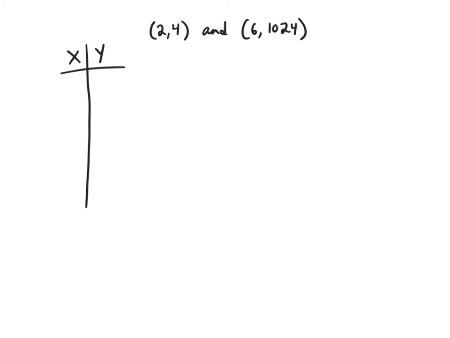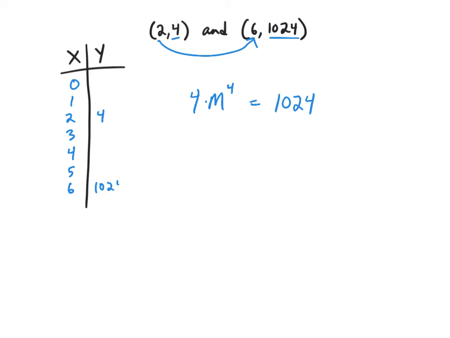Watch this one right here. We need to get from 4 to 1024. What's happening? Well, it tells us it's multiplying. It's exponential. It is going a gap of 4 numbers from 2 to 6. You want to see that on a table? Let's do it. 0, 1, 2, there's that point. 3, 4, 5, 6, there's that point.